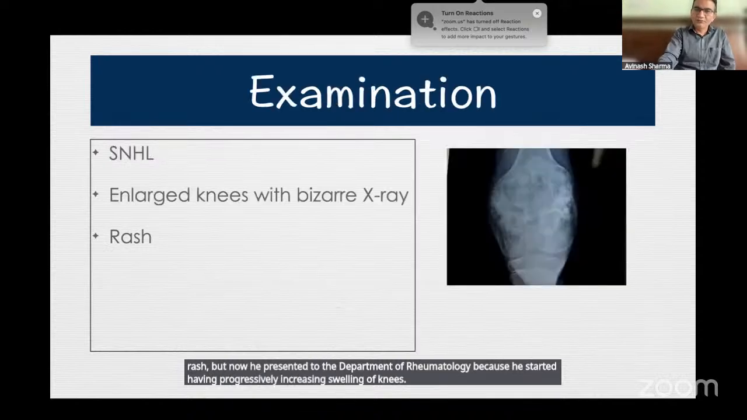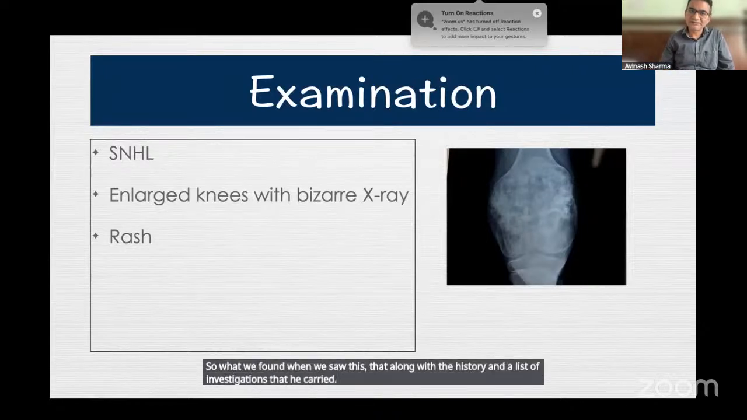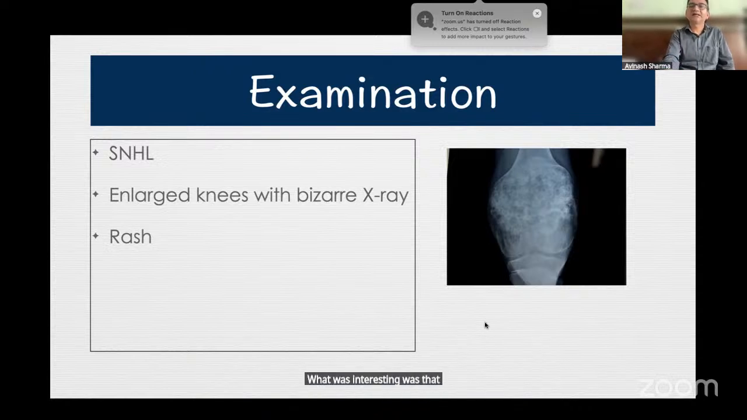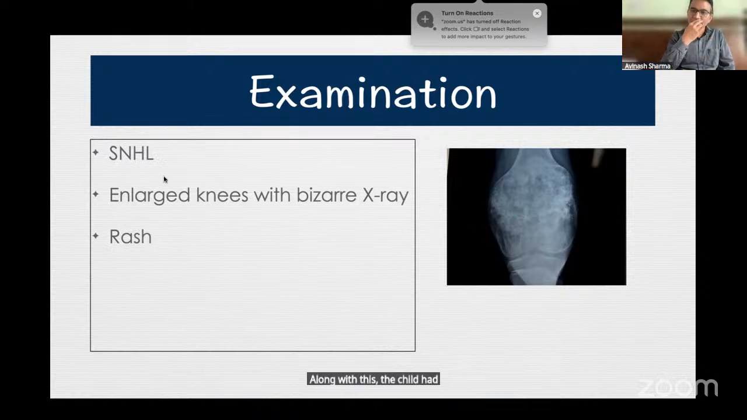What we found when we saw him, along with the history and a list of investigations that he carried, was interesting: he carried an X-ray along with the enlarged knees. This X-ray looked somewhat bizarre. There is a bizarre enlargement of knees on X-ray, proliferation of knees on X-rays. Along with this, the child had sensorineural hearing loss and a rash.